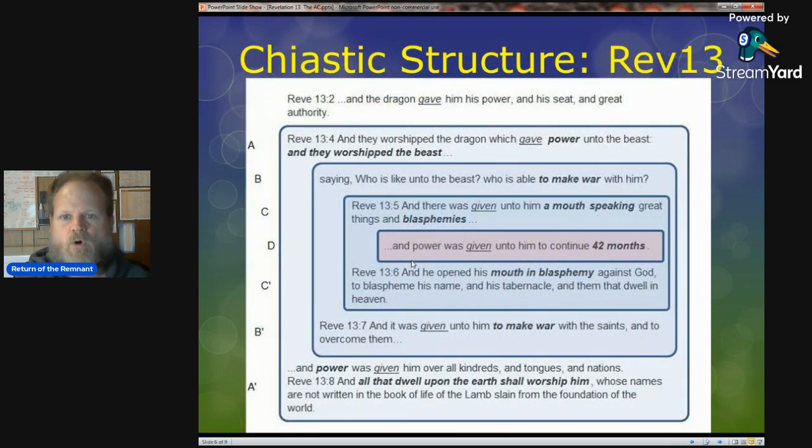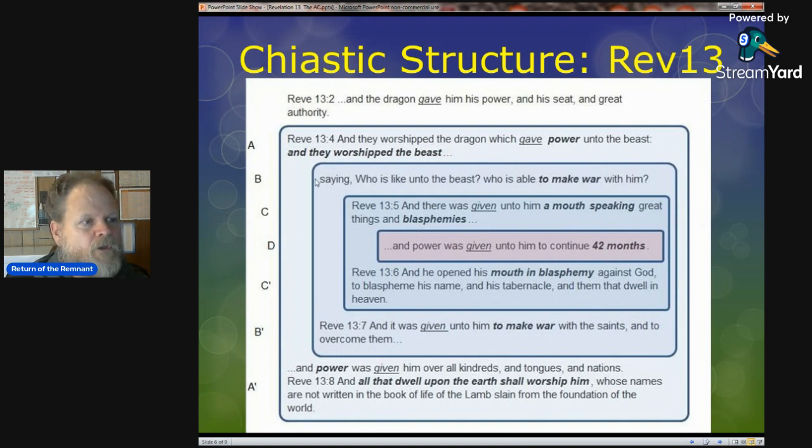Real quickly, I want to go over, there's a chiastic structure just like there was in Revelation 12. We see it again in Revelation 13. We see in verse 2, the dragon gave the Antichrist his power, seat, and great authority. And we see down later in Revelation 13, that power was given to the Antichrist over the kindreds, tongues, and nations, and all that dwell upon the earth shall worship him. We see, and they worship the dragon, which gave power to the beast, and they worship the beast.